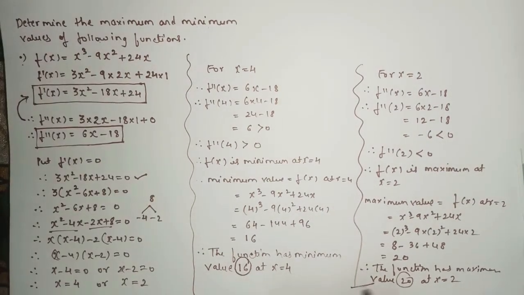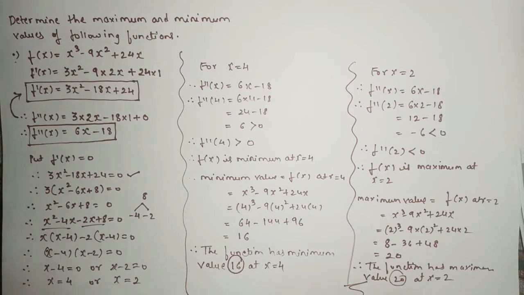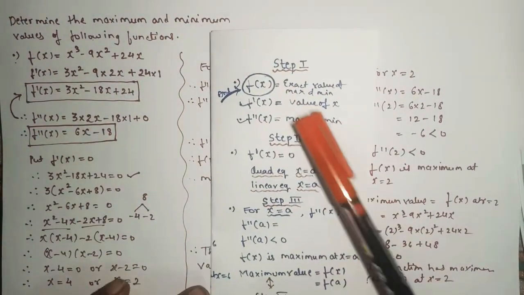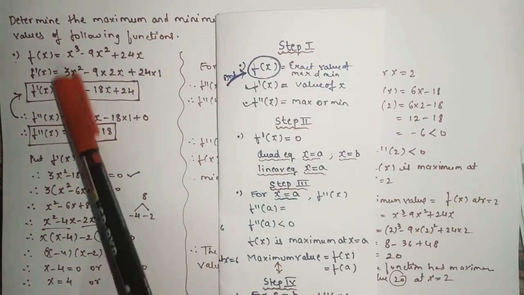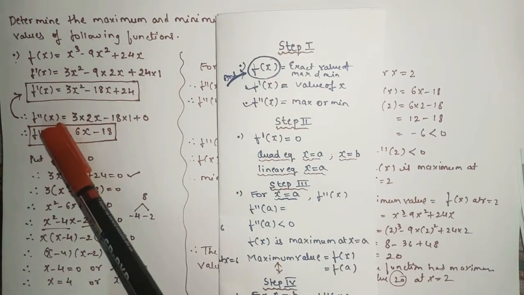So that's the end of the sum. So in this way you have to present your sum in the board exam. Okay, simply you have to follow these 4 steps. Step number 1 is what? You will have f of x. First you will find the first derivative, then second derivative.